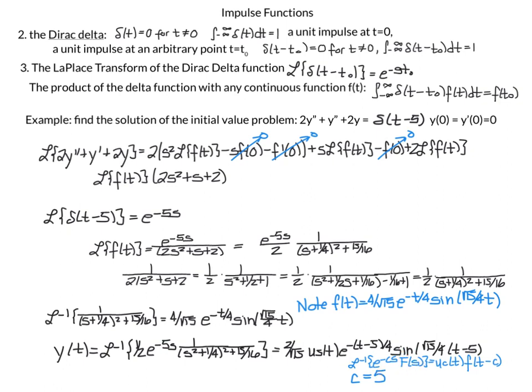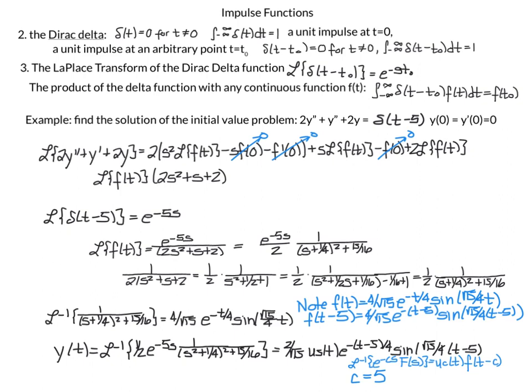And then we have this function capital F of s, which we already found with the inverse Laplace transform of capital F of s. That is this lowercase f of t in this formula, which we noted here: f of t is equal to 4 over square root of 15 e to the minus t over 4 sine of square root of 15 over 4 t. But as you can see, our formula wants f of t minus c. So I made that note. f of t minus 5, remember c is equal to 5, is equal to this expression here.